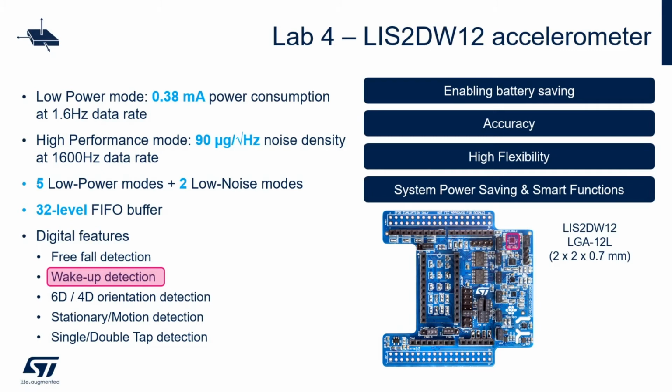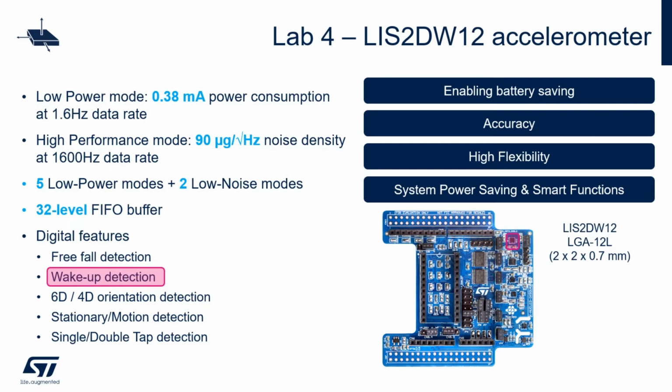The LIS2DW12 accelerometer can be configured for very low power consumption or very low noise operation. It has 5 different low power modes, and 2 different low noise modes. Every application can benefit from the best power noise trade-off.